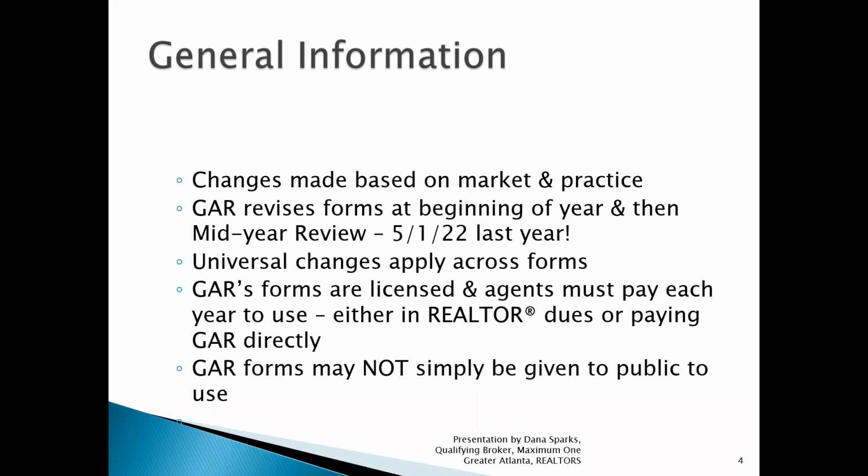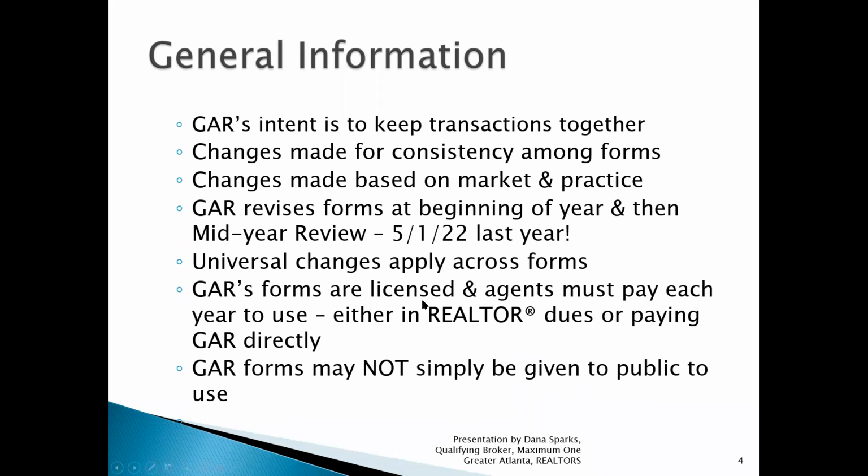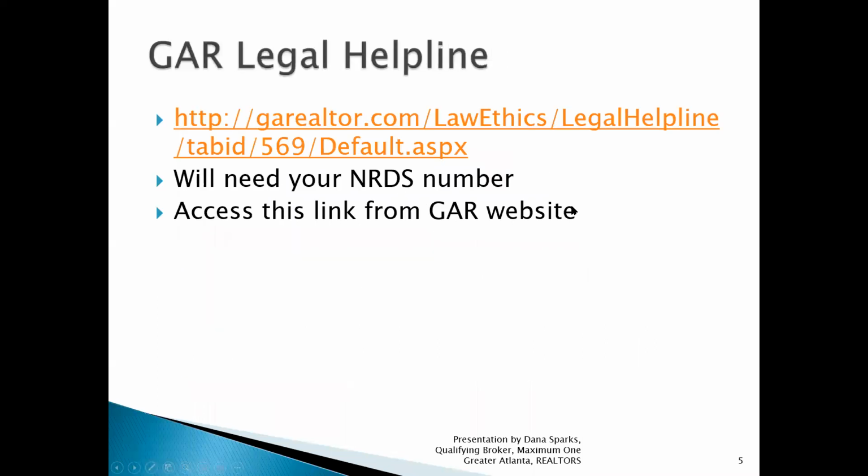Universal changes apply across forms, and they are available for licensed agents. If you are a realtor, then you pay for the GAR licensing agreement for the year in your dues, so there's no additional cost. If you're not a realtor, you may use the GAR contracts; you just pay GAR directly for the forms. They may not be given to the public. GAR's intent in their forms is to keep transactions together, and their changes are made for consistency.